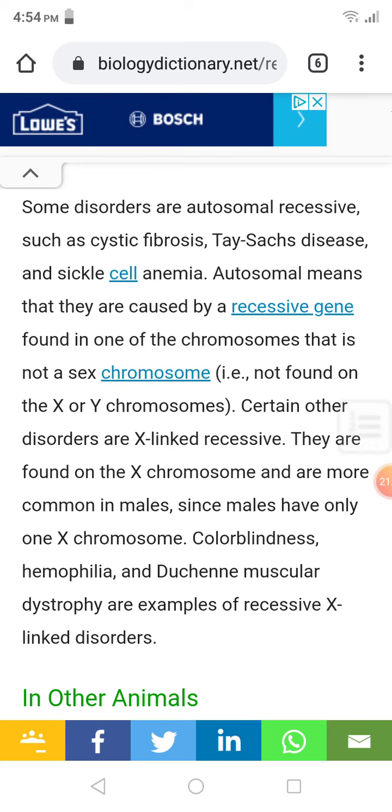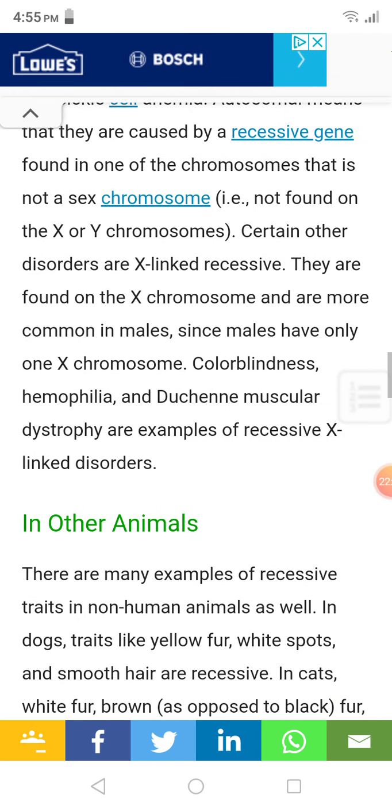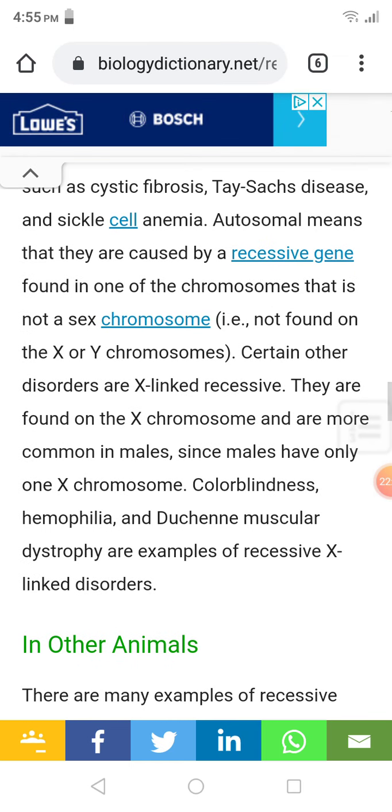So you have some disorders that are autosomal recessive, such as cystic fibrosis, Tay-Sachs disease, and sickle cell. And autosomal means that they are caused by a recessive gene. So, you see what I mean?